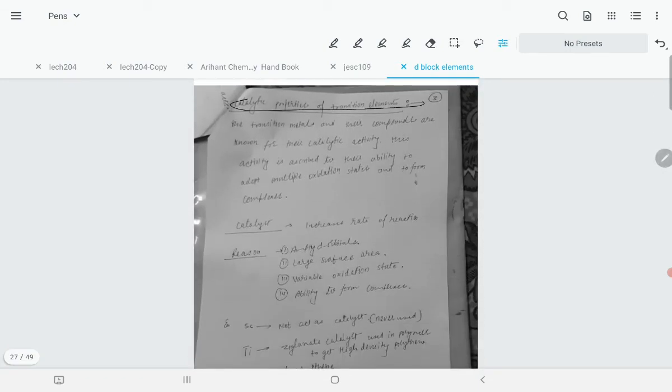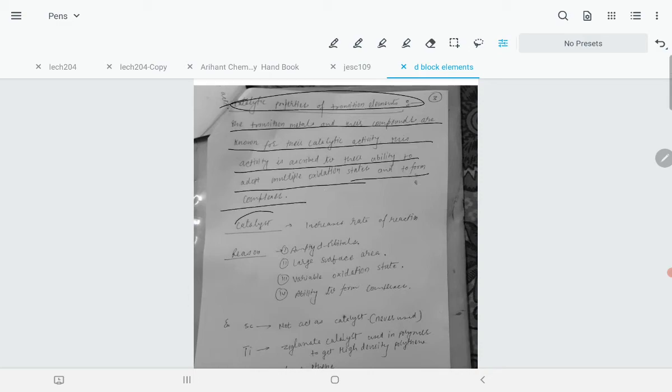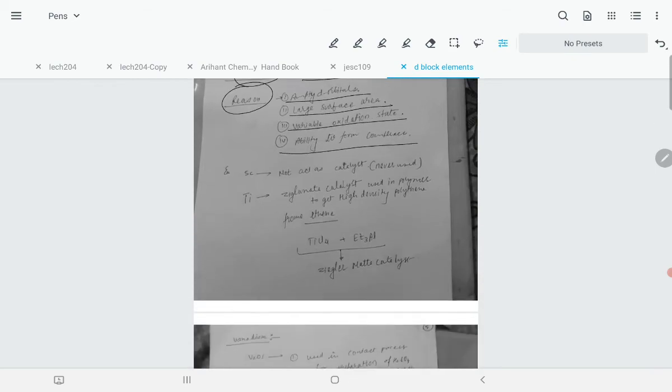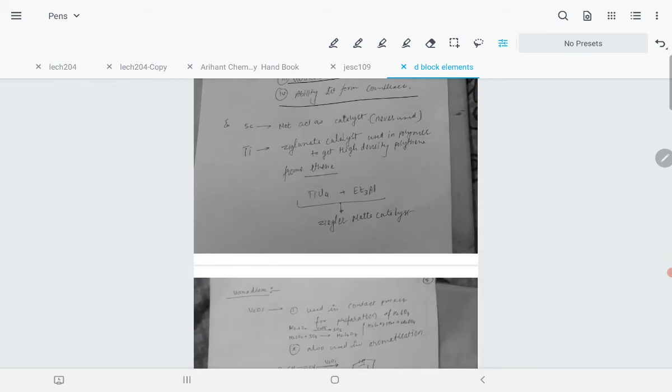Catalytic properties of transition metals. The transition metals and their compounds are known for their catalytic activity. This activity is ascribed to their ability to adopt multiple oxidation states and to form complexes. Catalysts increase the rate of reaction because of empty d orbitals, large surface area, variable oxidation state and ability to form complexes. Scandium does not act as a catalyst and is never used.